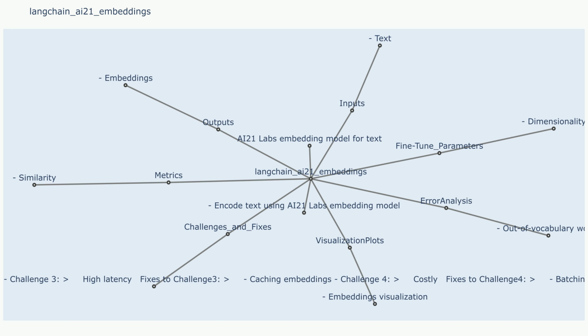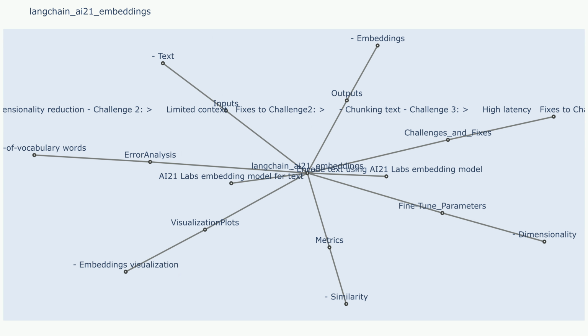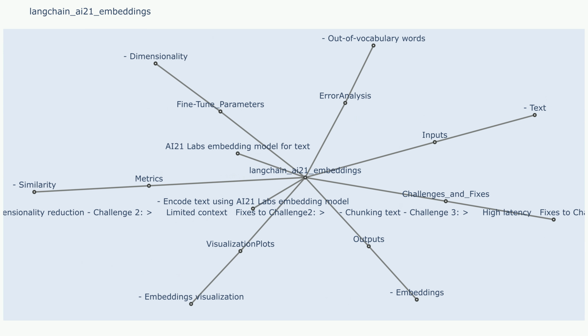Langchain AI21 embeddings. Description. Explain in detail. The Langchain AI21 embeddings are a specialized embedding model offered by AI21 Labs, tailored for natural language processing tasks. It leverages AI21's advanced language understanding capabilities to represent text as numerical vectors, capturing semantic relationships and contextual information within the text. These embeddings are designed to be effective for tasks like text similarity search, clustering, and classification, particularly when working with complex and nuanced linguistic data.